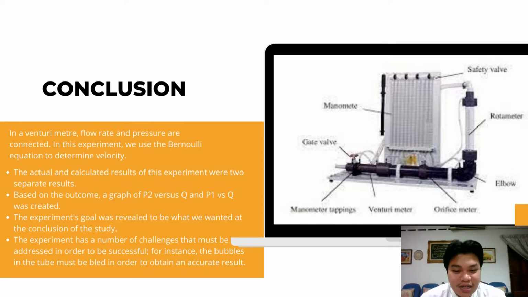And the experiment has a number of challenges that must be addressed in order to be successful. For instance, the bubbles in the tube must be cleared in order to obtain an accurate result.